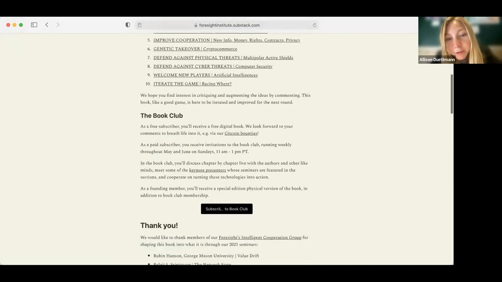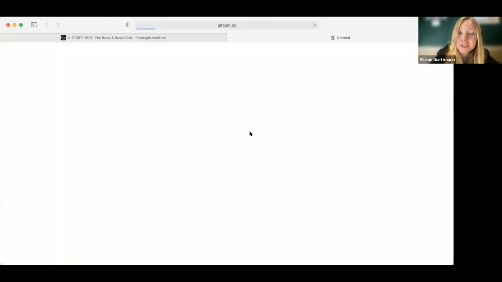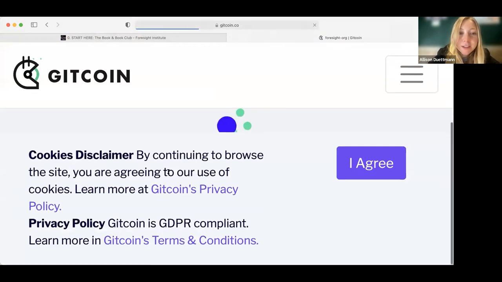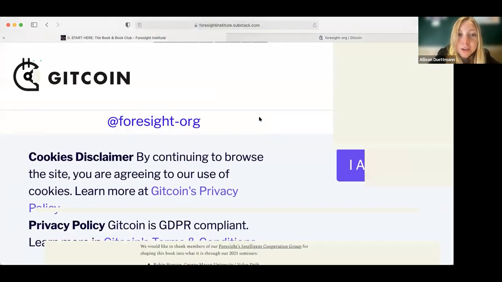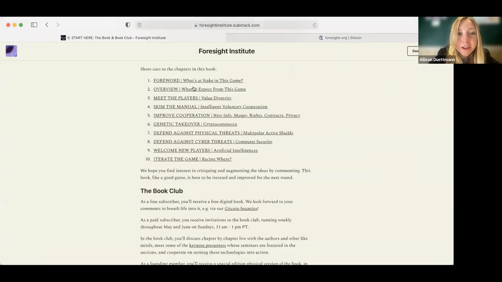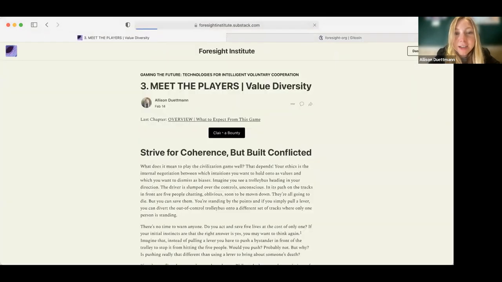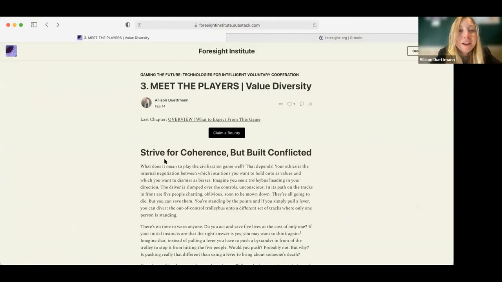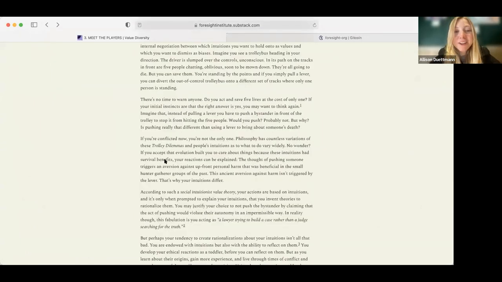You can subscribe to the book club. We're starting the official book club with more folks than just us starting in May. And you can also claim Gitcoin bounties. Every one of these chapters comes with Gitcoin bounties that we welcome you to look at. So for example, if you're here on the first chapter, you can claim a bounty here and it should point you to Gitcoin immediately, which I think I have to sign in for. But anyways, I just want to let you know it's out there now.